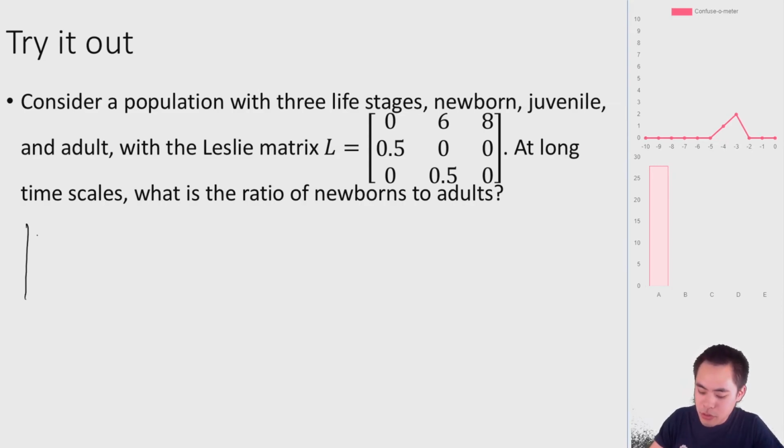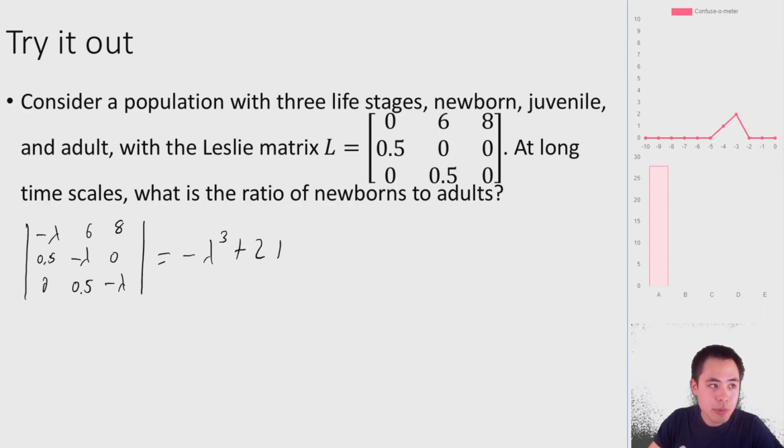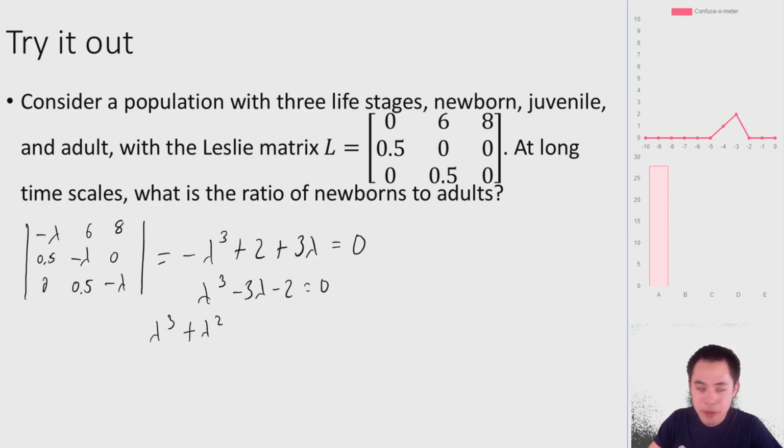In order to solve this, you take the determinant of minus lambda, 6, 8; 0.5, minus lambda, 0; 0, 0.5, minus lambda. This is going to be equal to minus lambda cubed plus 2 plus 3 lambda equal to 0. You can solve this using the 3 by 3 determinant rule. So lambda cubed minus 3 lambda minus 2 is equal to 0. Factoring this is a little bit complicated, so we're just factoring this out now.